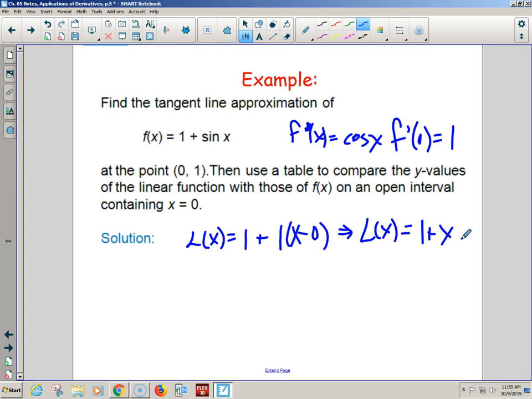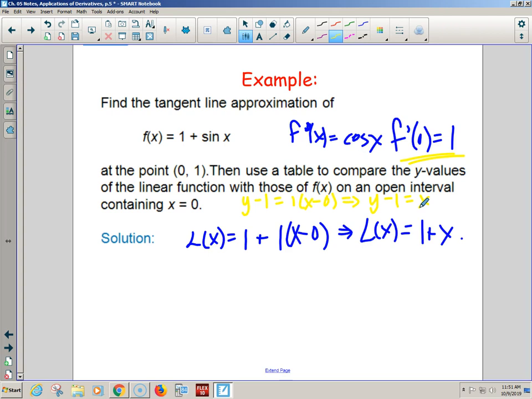One plus x? Because it's y minus y1, y minus 1. If you want to do it that way, you totally can. You're just going to have to rearrange it. But y minus y1 equals m, which is f prime of 1, times x minus x1. All the L of x does is say, let's move everything to one side. So x plus 1 or 1 plus x, addition is commutative. It's okay either way. This is just in the proper L of x form: f of a plus f prime of a times x minus a.